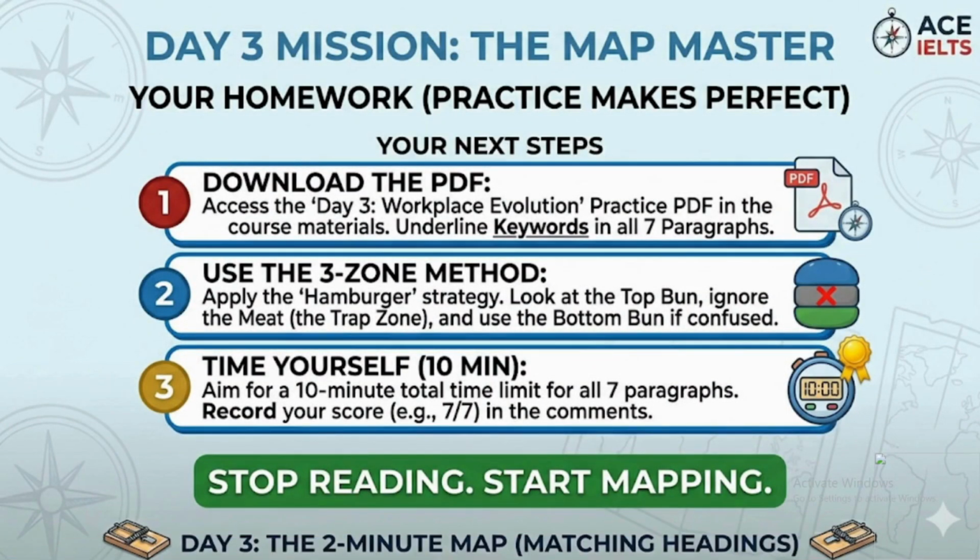Okay, so your mission today is simple. Download the Workplace Evolution PDF. Practice the 3 zone method on all 7 paragraphs. Time yourself for 10 minutes. Post your score below. Tomorrow is day 4, sentence completion.